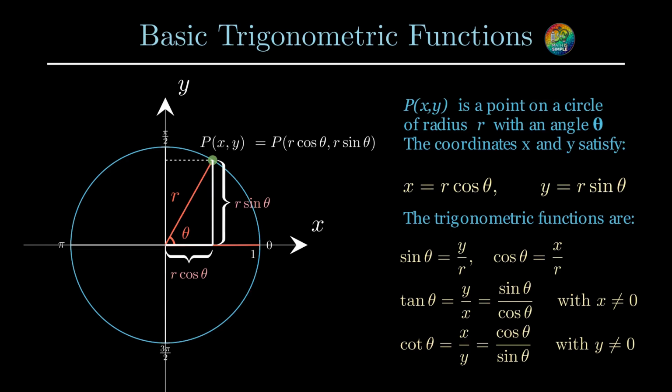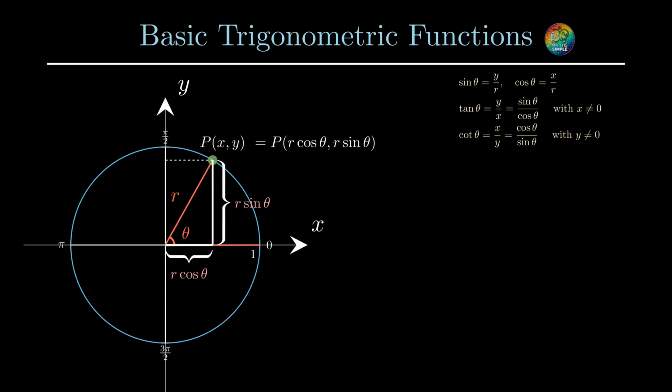Tangent is y over x, or sine over cosine, provided x is not 0. And cotangent is a flip, x over y, or cosine over sine, as long as y is not 0.